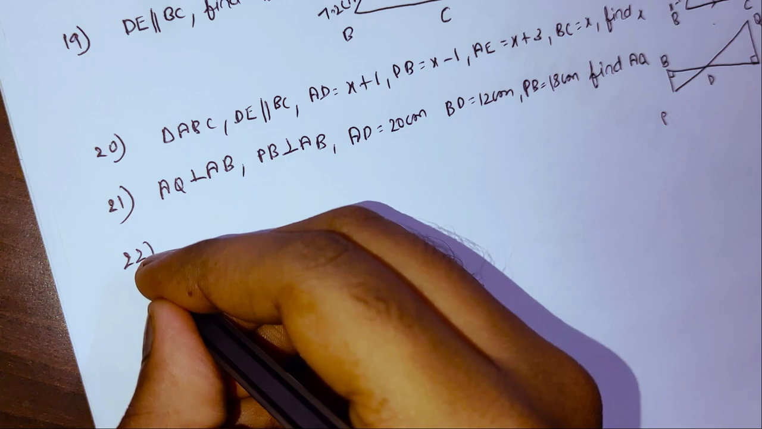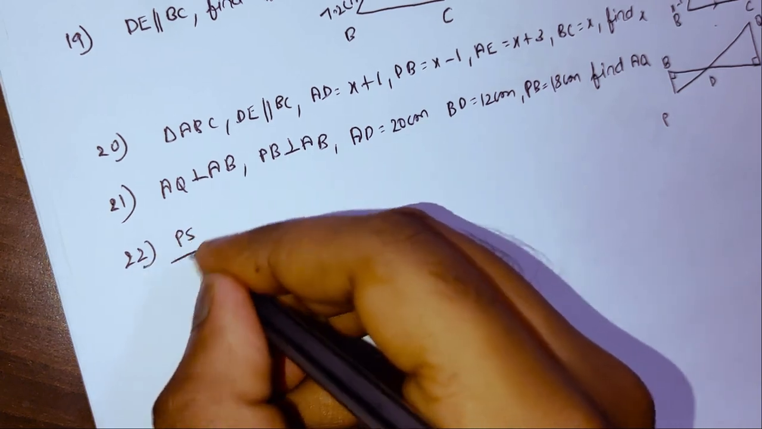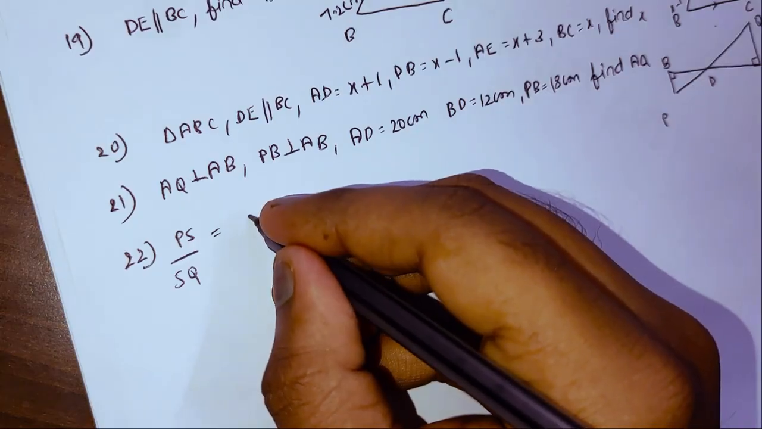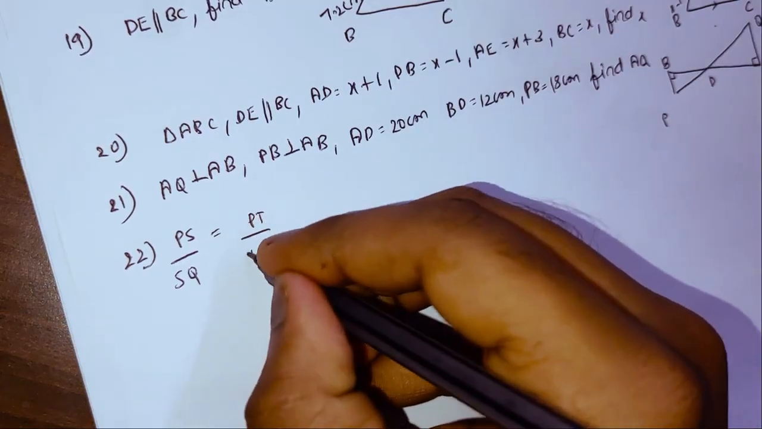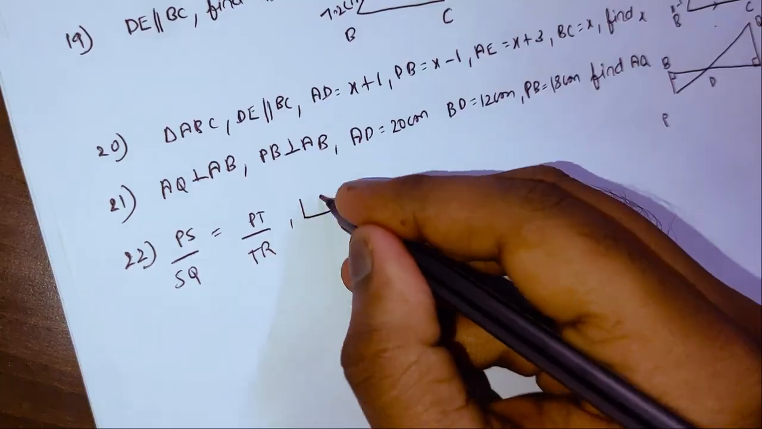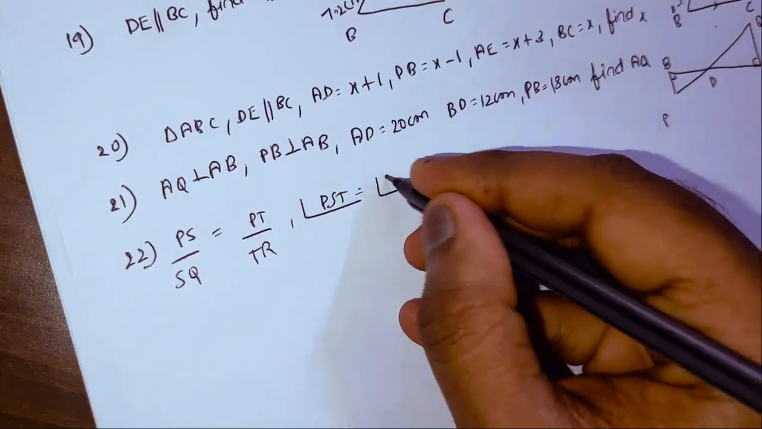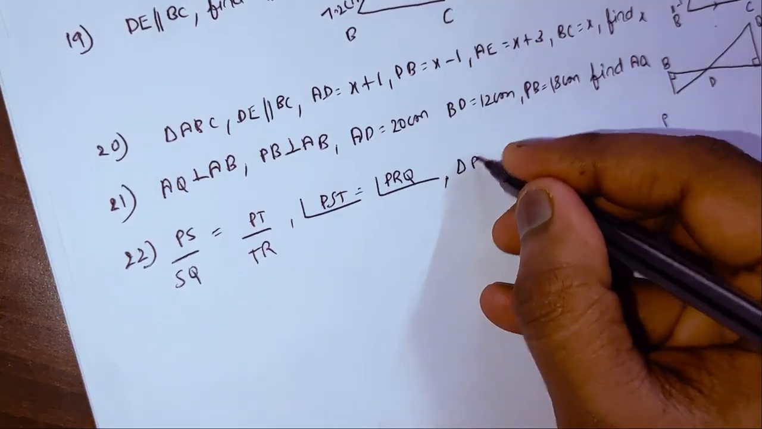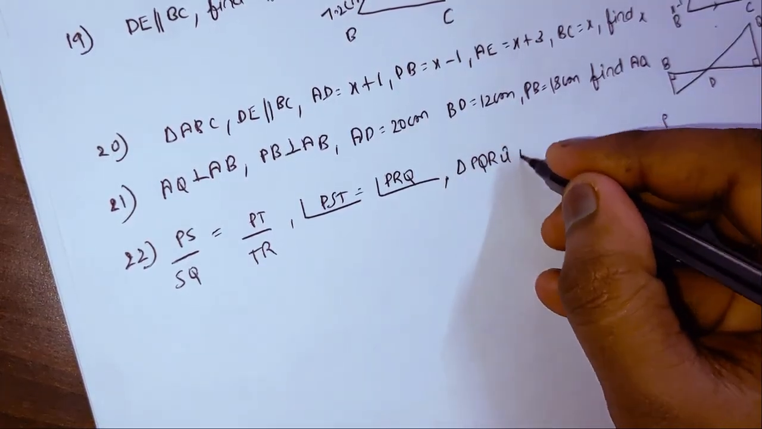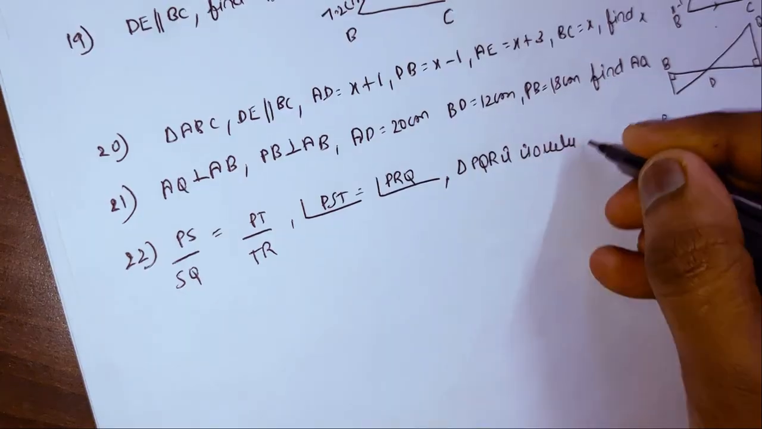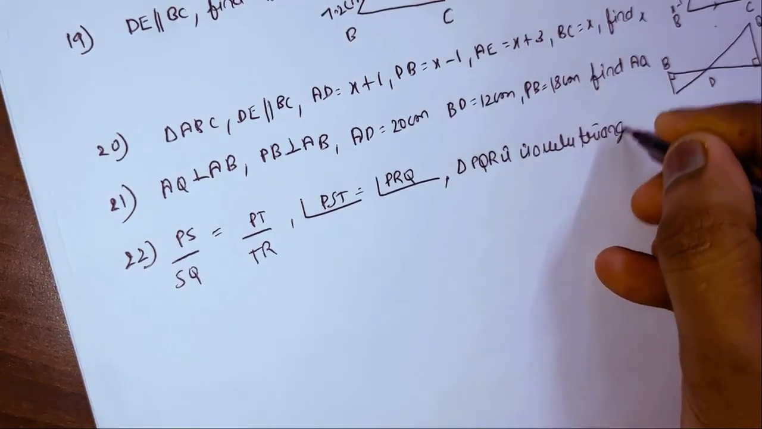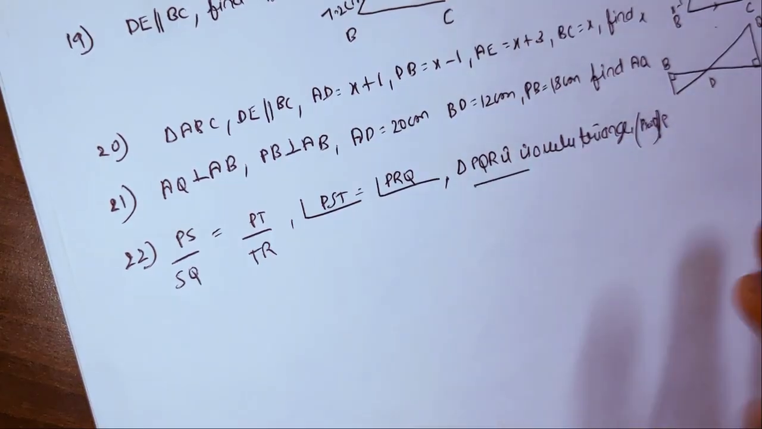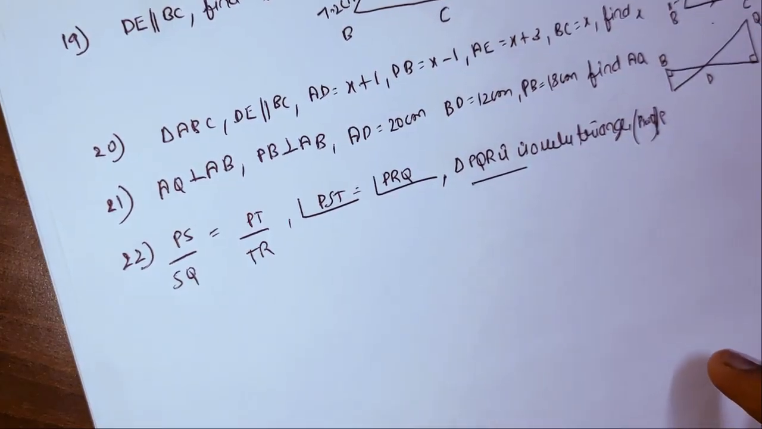22nd question. PS by SQ is equal to PT by TR and angle PST is equal to angle PRQ. You have to prove that triangle PQR is an isosceles triangle. Proof. You have to prove PQR is isosceles.